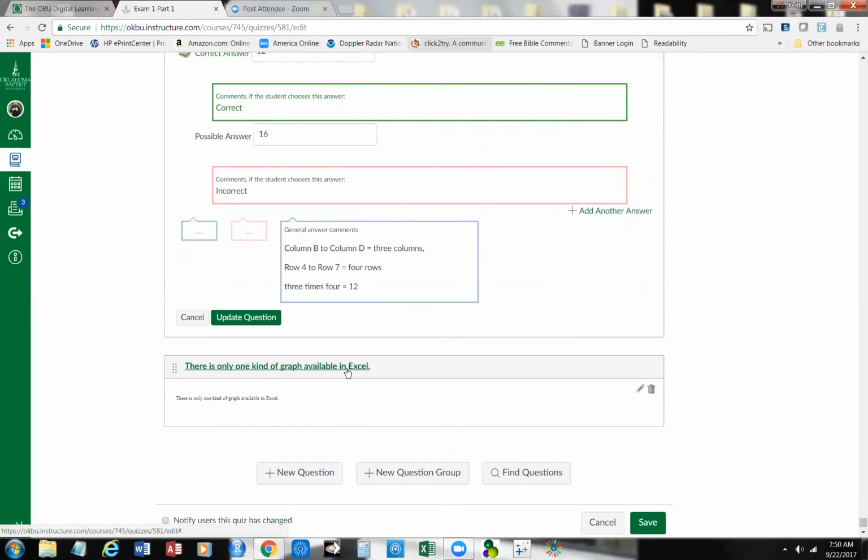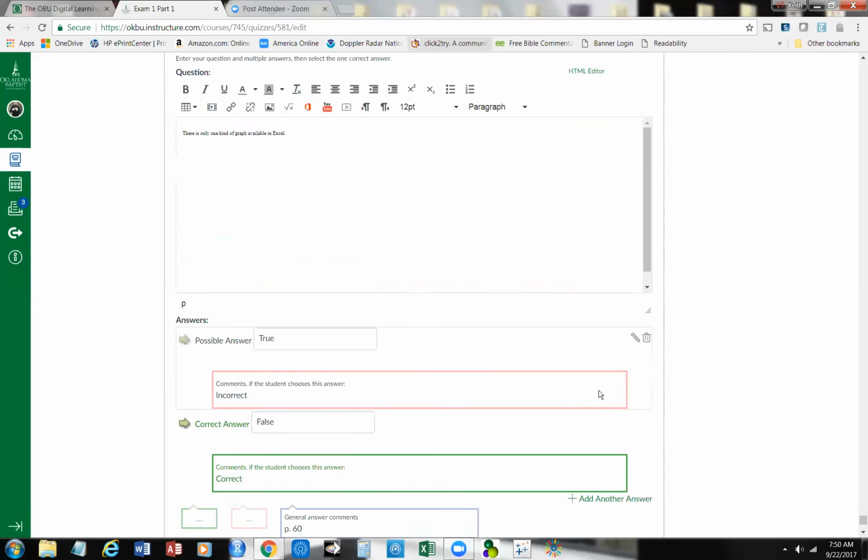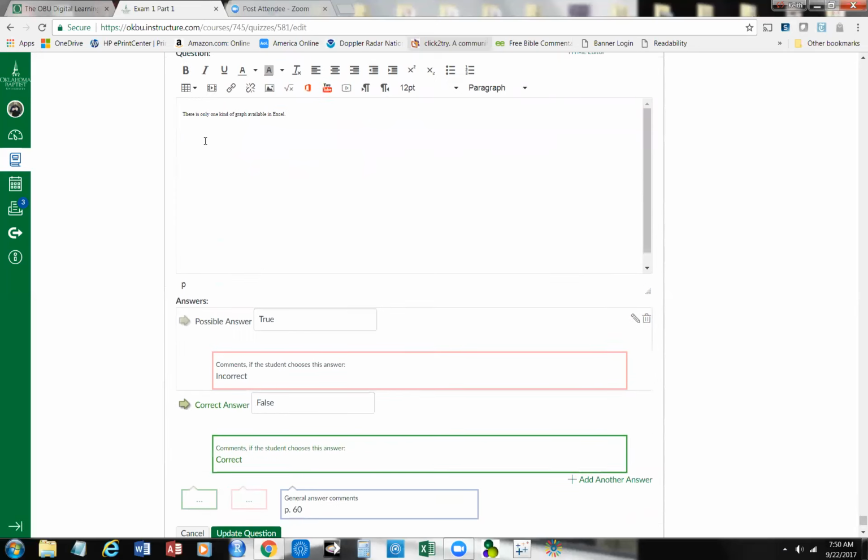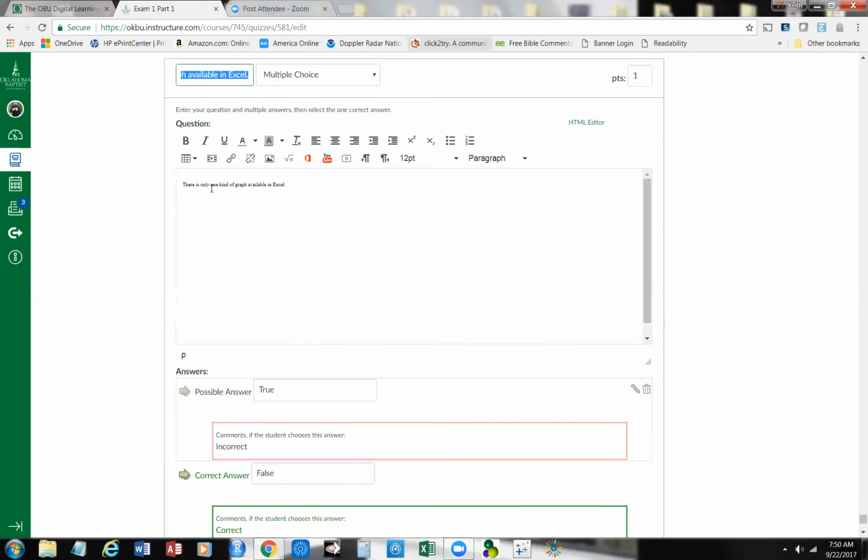There's only one kind of graph available in Excel. That one's false. We work with graphs a lot. Now, I'm kind of laughing. Look, folks, some of these you should just grin at and say, yeah, this is a given. And many of these questions are. We've worked with, I don't know how many graphs in Excel in the cases we've done. Okay?